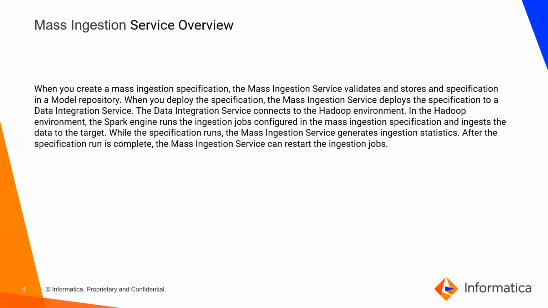When you deploy the mass ingestion specification, the mass ingestion service deploys the specification to a data integration service. The data integration service connects to the Hadoop environment. In the Hadoop environment, the Spark engine runs the ingestion jobs configured in the mass ingestion specification and ingests the data into the target. While the specification runs, the mass ingestion service generates ingestion statistics. After the specification run is complete, the mass ingestion service can restart the ingestion jobs.